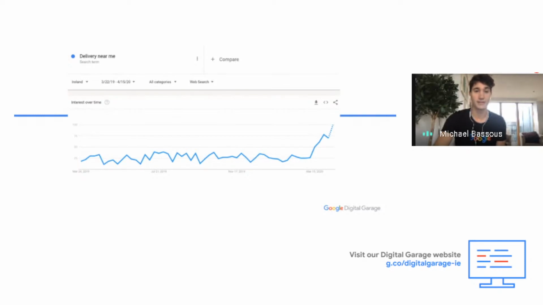I believe the answer is yes. Searches for grocery delivery service near me have gone up just over 300% here in Ireland in the last 3 weeks, and that's what this graph shows, as you can see on the slide. These are a lot of types of searches, and they're very diverse when it comes to terms. It's quite important for us to know how they're trending.